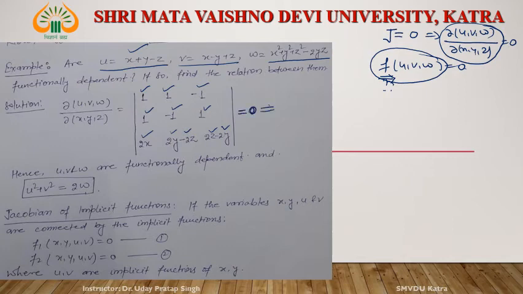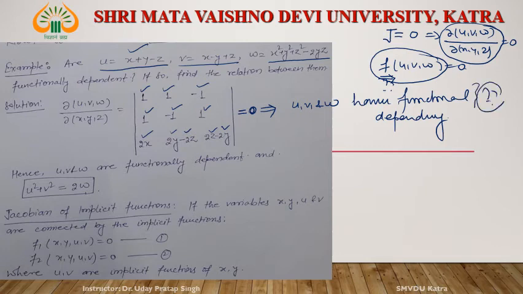And this tells us that u, v and w have functional dependency. Functional dependency. But what is the functional relation? This I have to see.